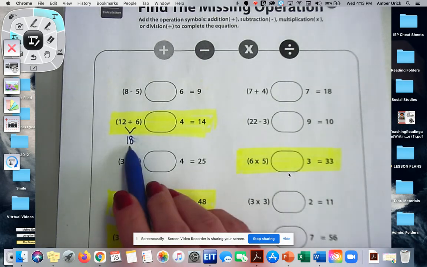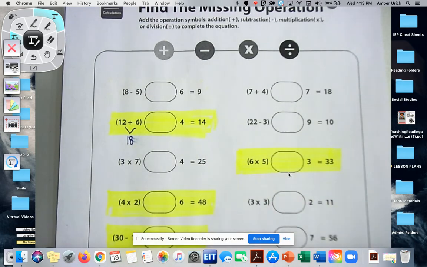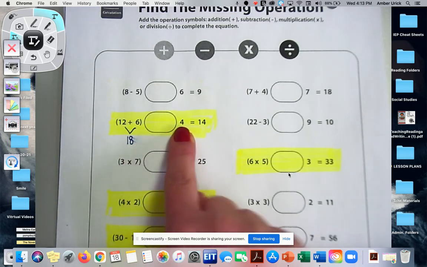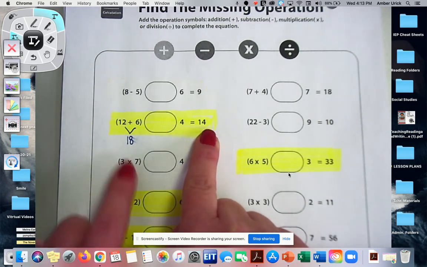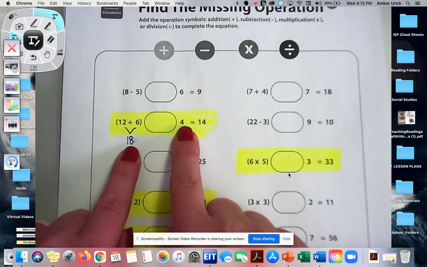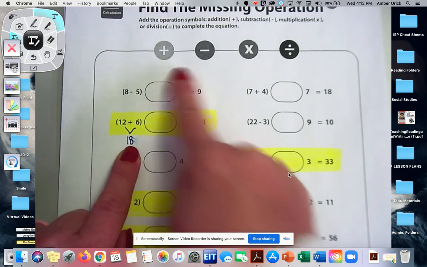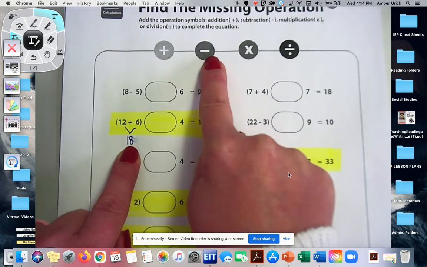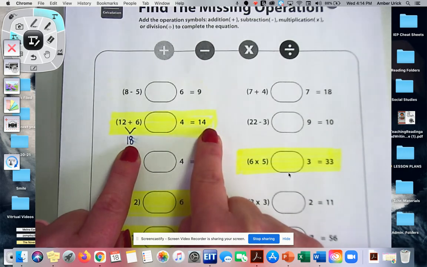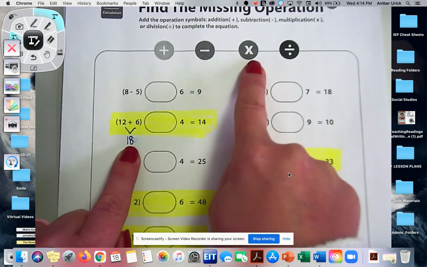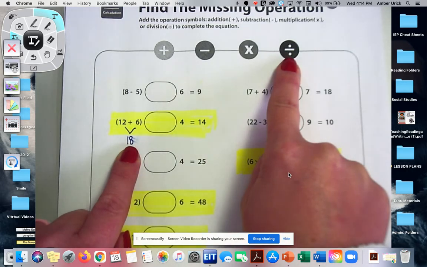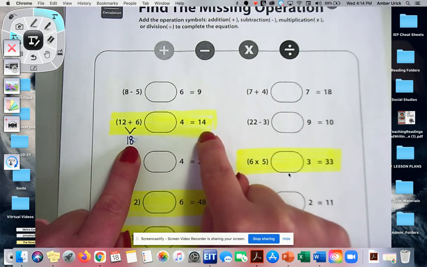Now, I have an 18, a blank, and a 4. So now I can better see what the rest of the equation looks like. So 18 blank 4 gets me to 14. So now I'm going to think 18 plus 4, does that give me 14? 18 minus 4, does that get me to 14? 18 times 4, does that get me to 14? Or 18 divided by 4, does that get me to 14?